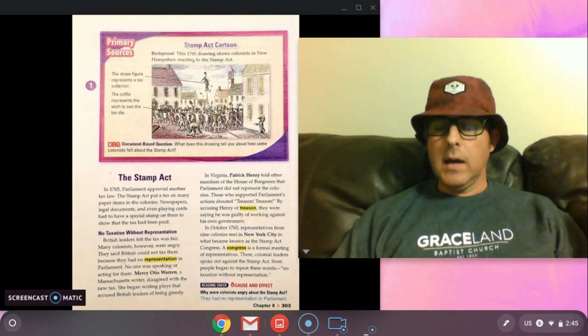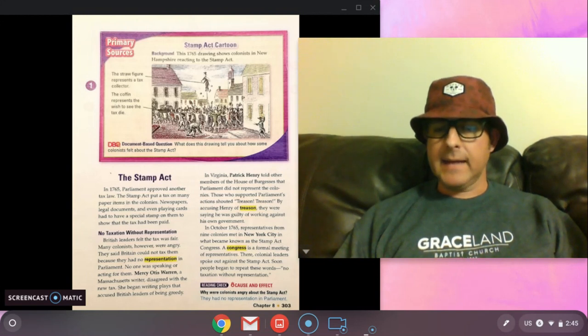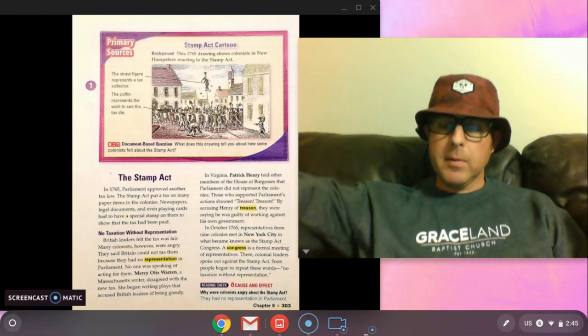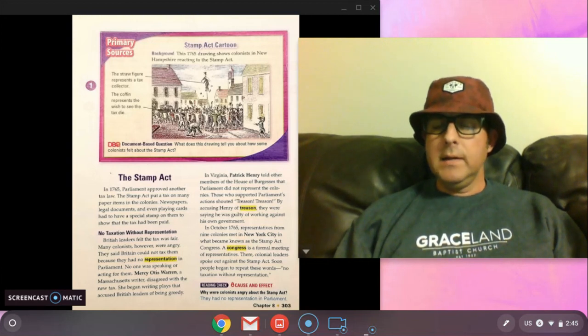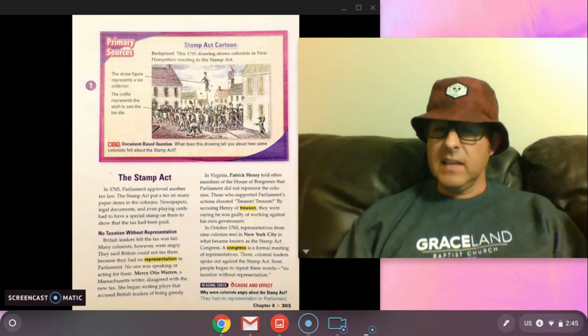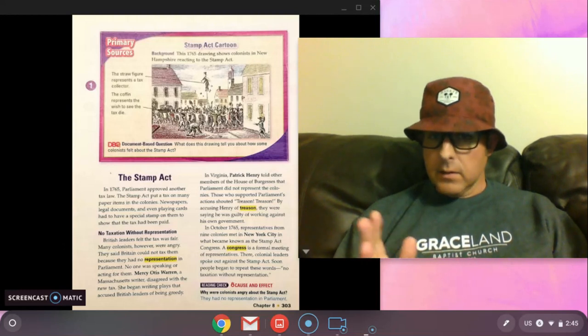So we have a new tax. It's called the Stamp Act, and basically it was on paper products that were being imported into the colonies. These are paper products coming over from England into the colonies. England wanted the colonists to pay a tax on this. Again, they're trying to get money for the war and other things.